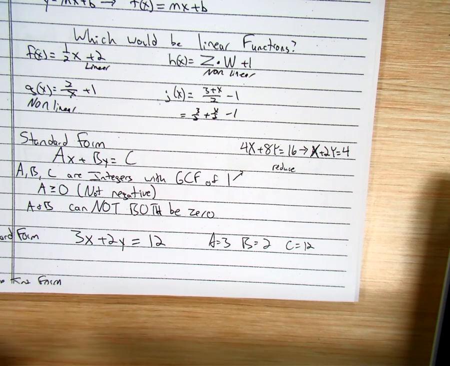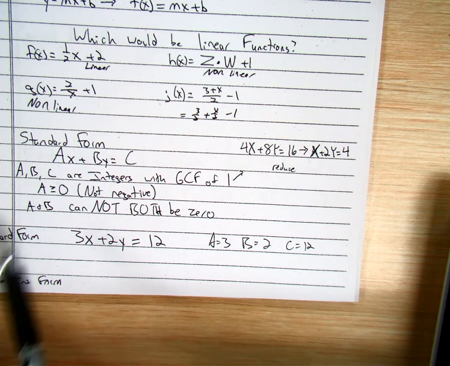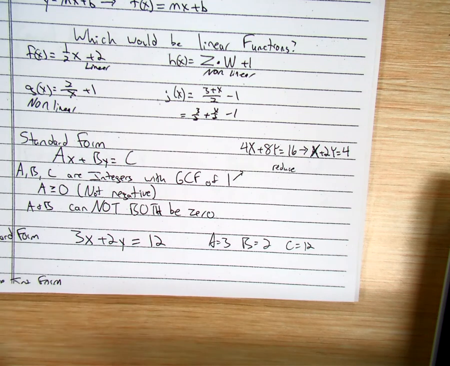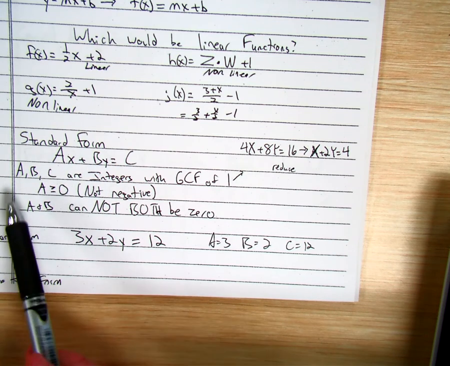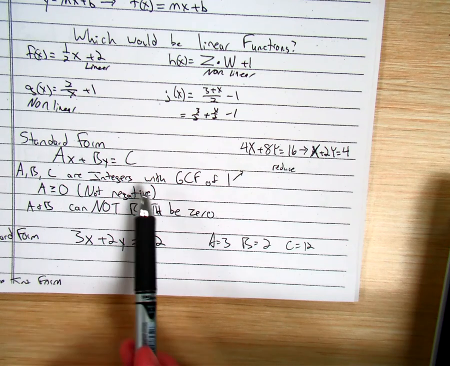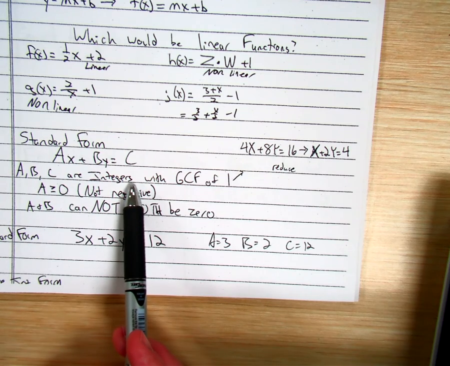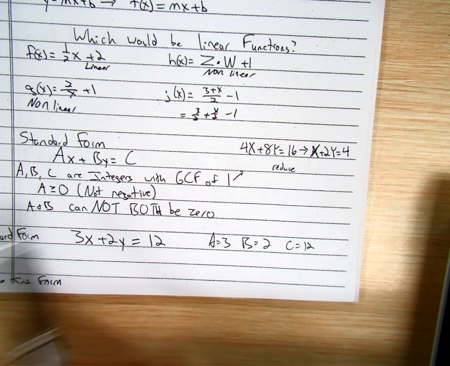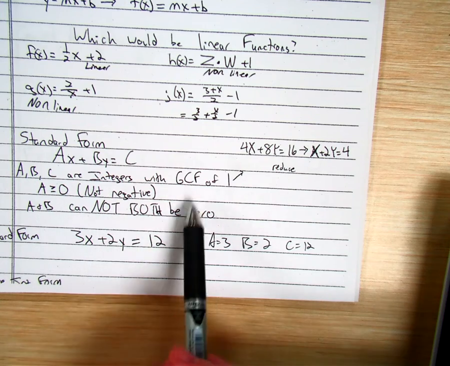All right, another form of a line is the standard form. Instead of y equals mx plus b, which is slope-intercept form, we're going to talk about that again in just a second. The standard form is ax plus by equals c, where a, b, and c are all integers. Think about what an integer is: positive and negative whole numbers and 0, with greatest common factor of 1.